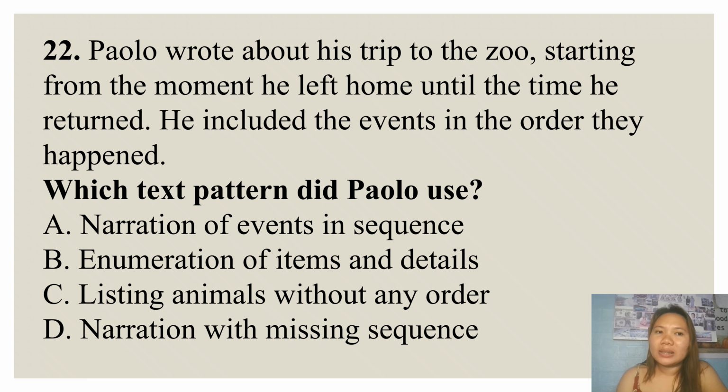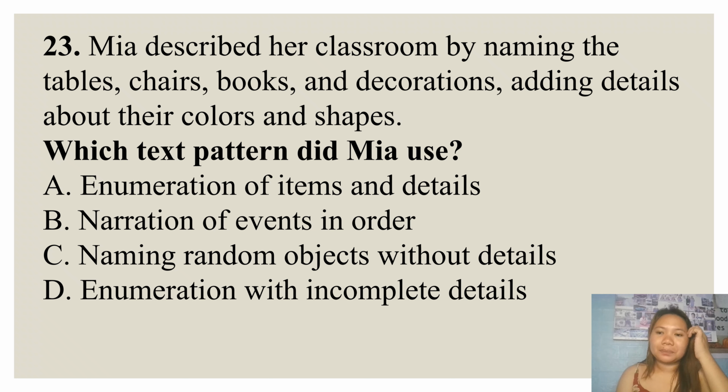3, 2, 1, 23. Maya described her classroom by naming the tables, chairs, books, and decorations, adding details about their colors and shapes. Which text pattern did Mia use? A. Enumeration of items and details.